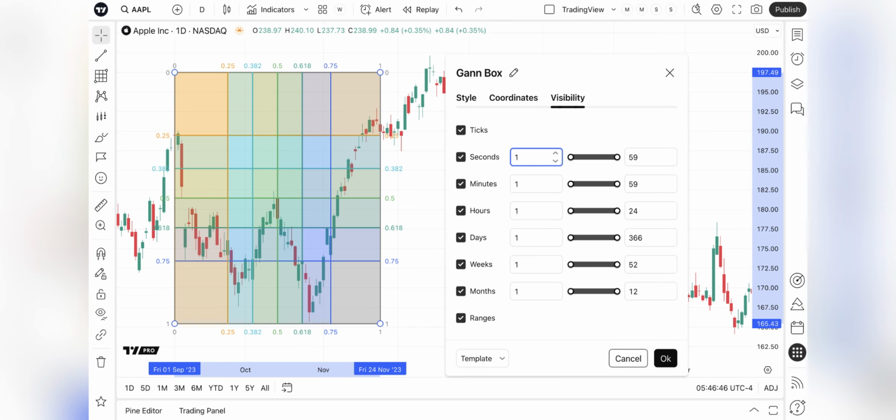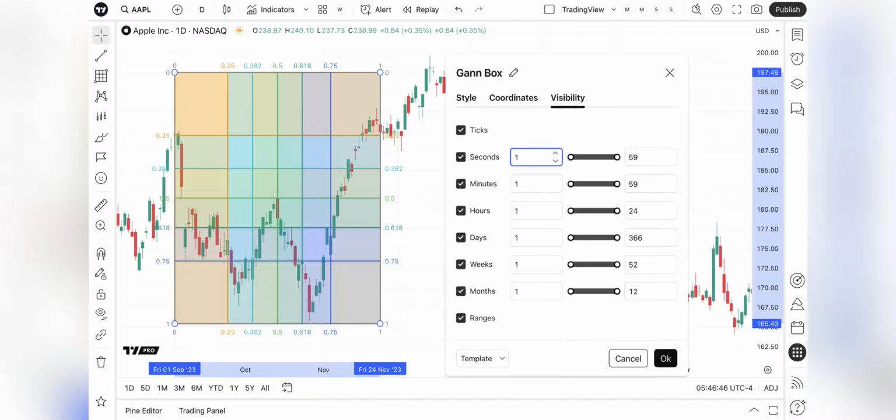Finally, the visibility section gives you full control over where the Gann box appears. You can decide whether it should show up on certain intraday timeframes or only on higher timeframes. If you switch from a daily chart to a 1-minute chart, trading can get messy unless you choose which drawings stay visible. With visibility settings, you can make sure your Gann box only appears where it's actually useful.